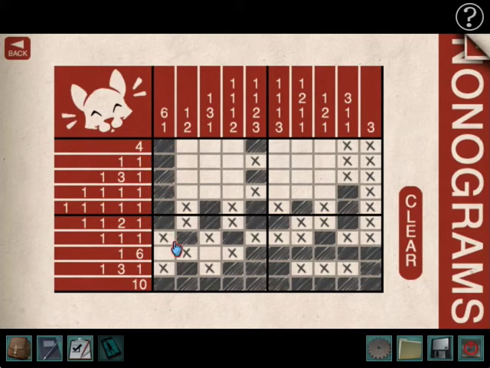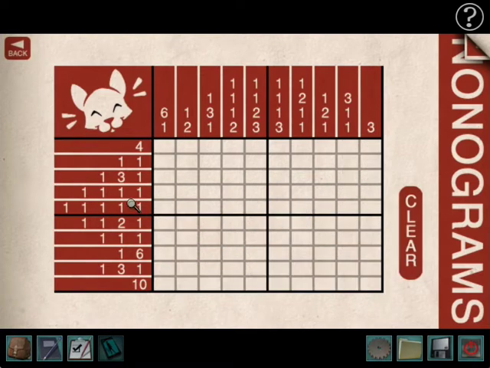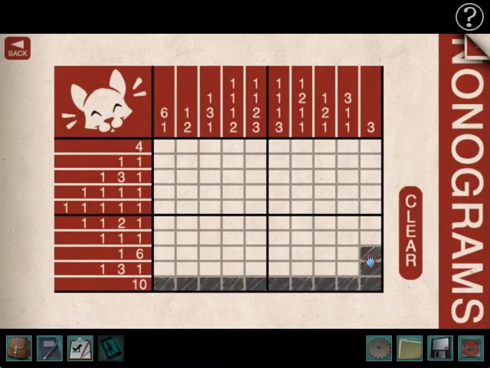Oh, wait a minute. Oh, I totally messed this up because this has to be a 4, doesn't it? Okay, let's start this whole thing over again. My bad. I did something wrong. Sorry about that.